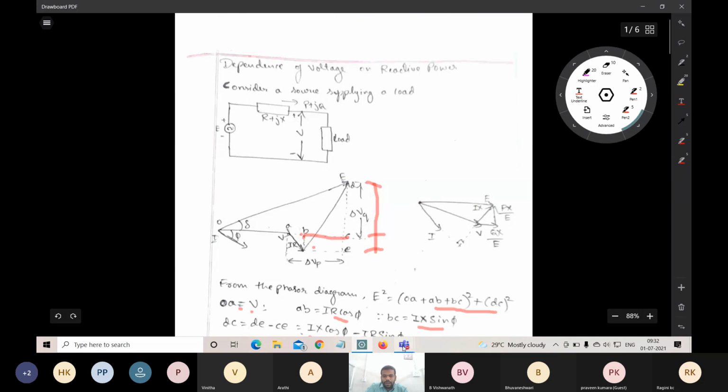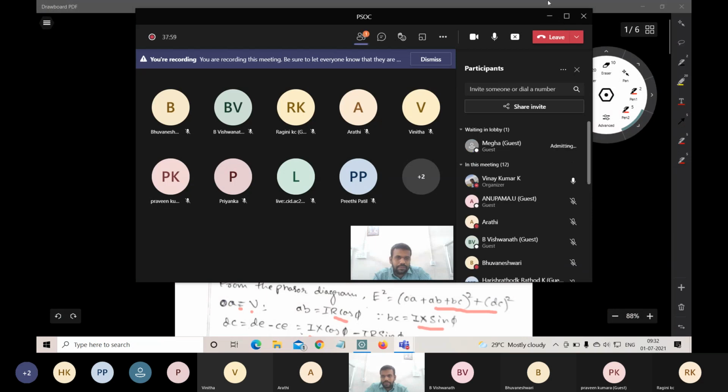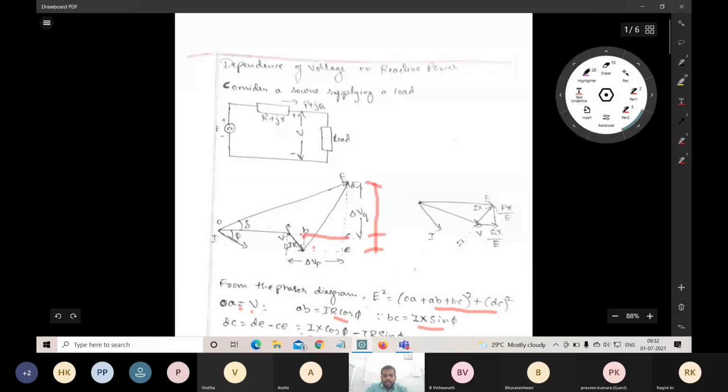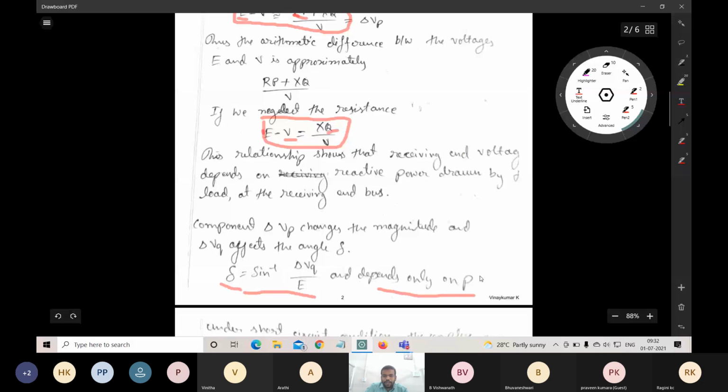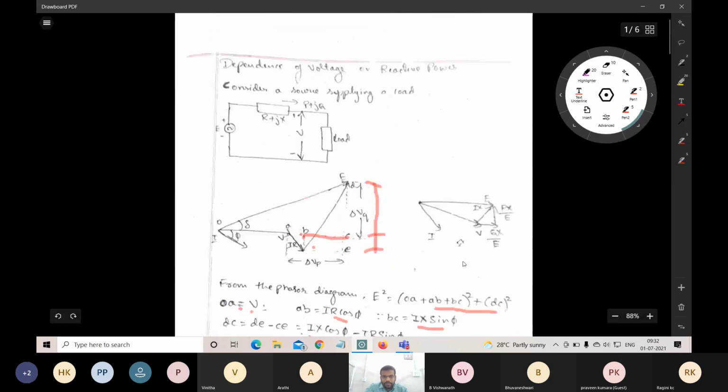Questions like these will normally be asked in your competitive exams, like the SSC exams or KPTCL exams. What is the angle between the supply voltage and the receiving end voltage mainly dependent on? At that time you have to mention that it only depends on the real power, the active power. But the reactive power mainly depends upon the receiving end voltage, that is V.